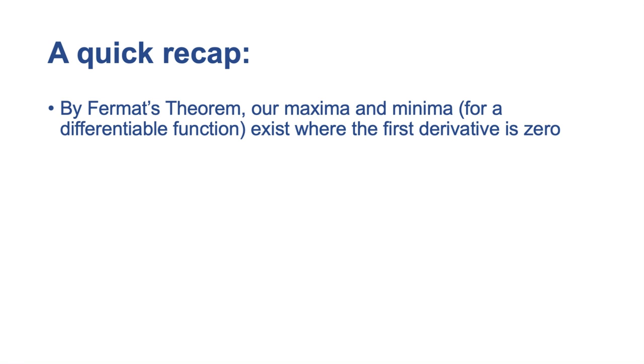Let's get started. So we are going to begin with a quick recap of what we talked about in the last video, just so that we're fresh on what we are going to be covering. So we are going to be covering Fermat's theorem a lot today. So by Fermat's theorem, our maxima and minima of a differentiable function, that's important, differentiable function, exist where the first derivative is equal to 0.